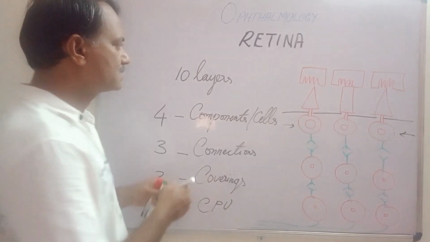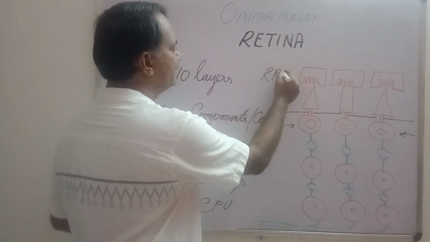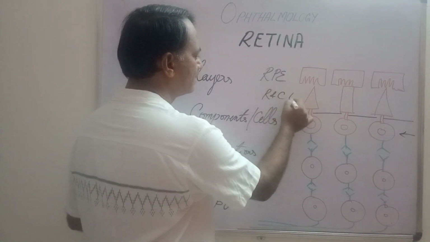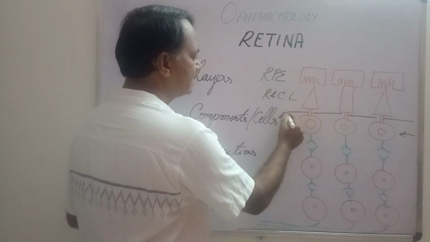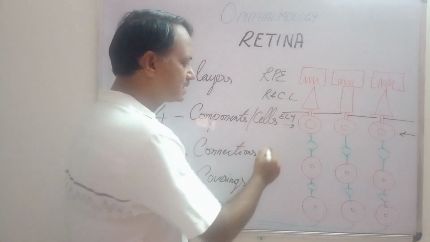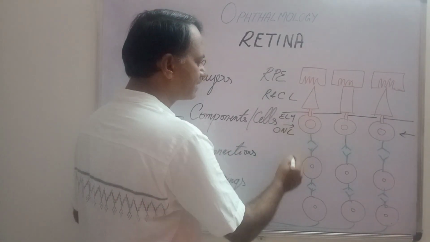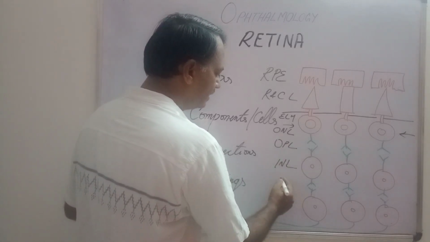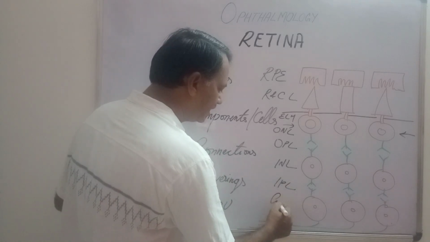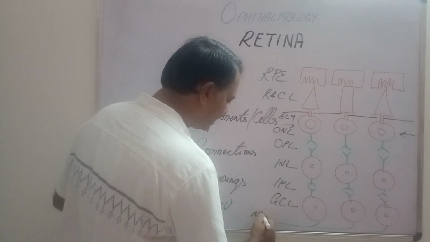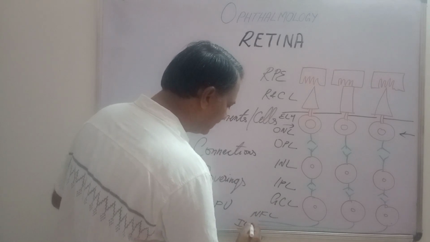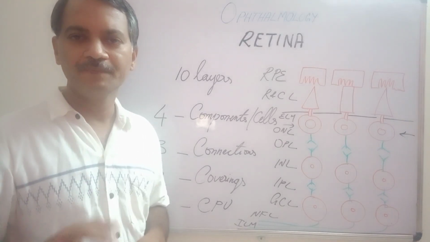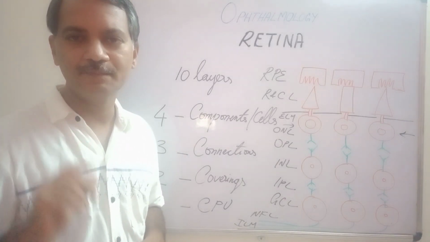The first layer is retinal pigment epithelium. The second layer is rods and cone layer. The third layer is external limiting membrane. The fourth layer is outer nuclear layer. This is the outer plexiform layer. Inner nuclear layer, inner plexiform layer, ganglion cell layer, nerve fiber layer and internal limiting membrane. So these are the 10 layers of the retina. You can draw it easily and understand better.